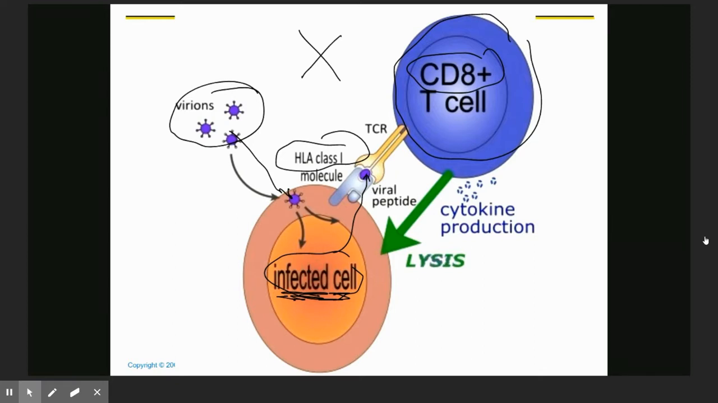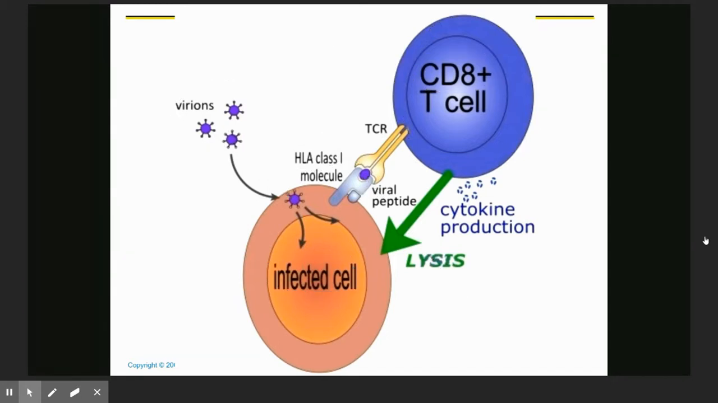It's CD8, which matches MHC class 1. When they see that antigen there, then this T cell is going to release poisons, toxins. And those toxins are going to kill this cell. Some of the toxins cause lysis. In other words, a cell is going to pop or rupture. Some of them are enzymes which chew up the inside of the cell. And some of them are just literally poisons.